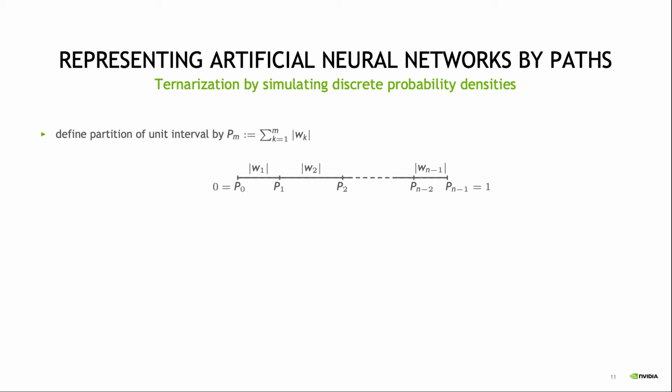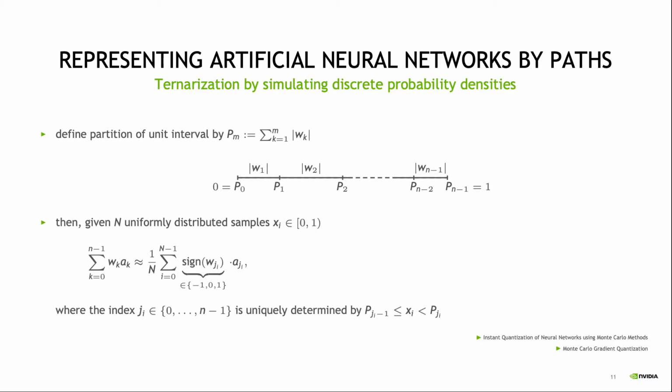Given a trained normalized neural network, it is straightforward to trace paths from the output back to the inputs by simulating the discrete densities. As they define a partition of 1, a uniformly distributed sample xi selects an activation A with its corresponding probability W. Averages then become approximated by the average of the selected activations.